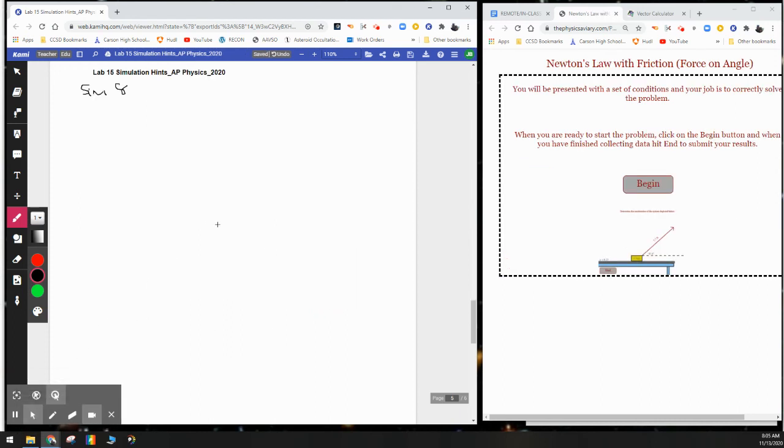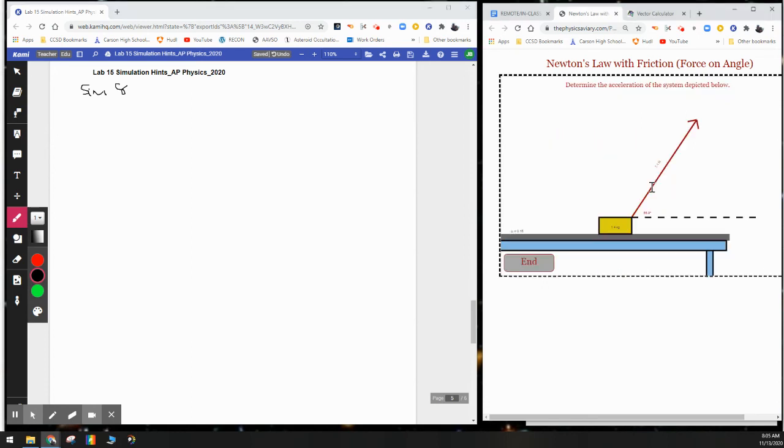All right, class, this is now simulation 8. This is the force angle problem here, and we're asked to find some things. We're going to be pulling on a block at an angle, like a suitcase, for example. We'll click on begin here and determine the acceleration of the system.